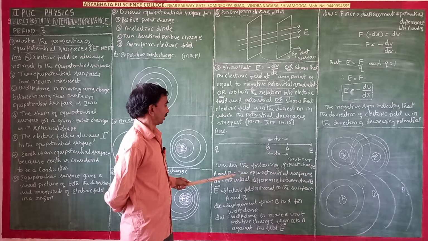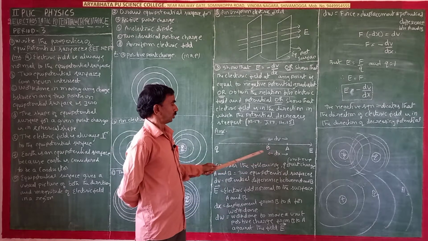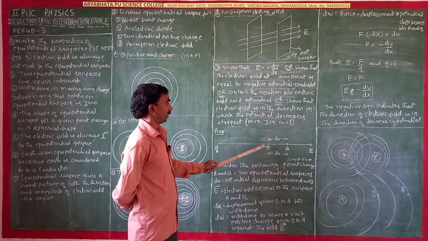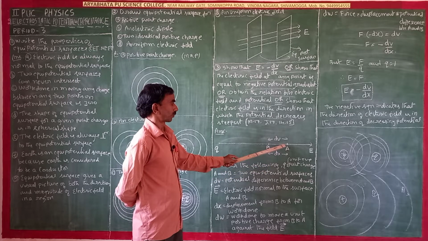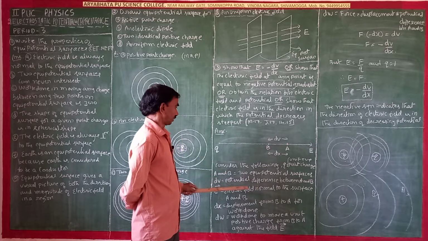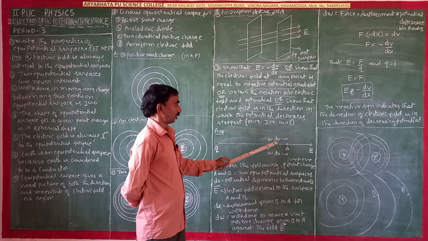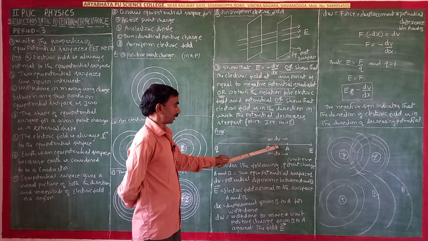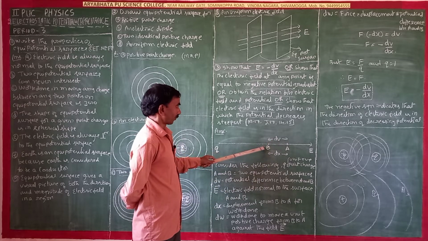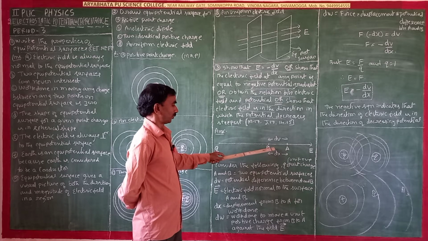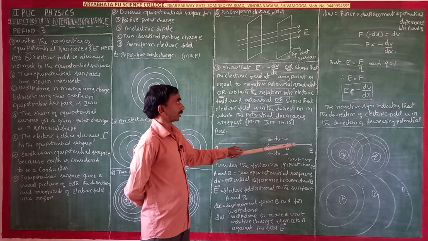Once again, consider the following. Q is a unit positive point charge. A and B are two equipotential surfaces. dV is the potential difference between B and A. E is the electric field normal to the surfaces A and B. dx is the displacement from B to A. dW is the work done to move a unit positive charge from B to A against the electric field.